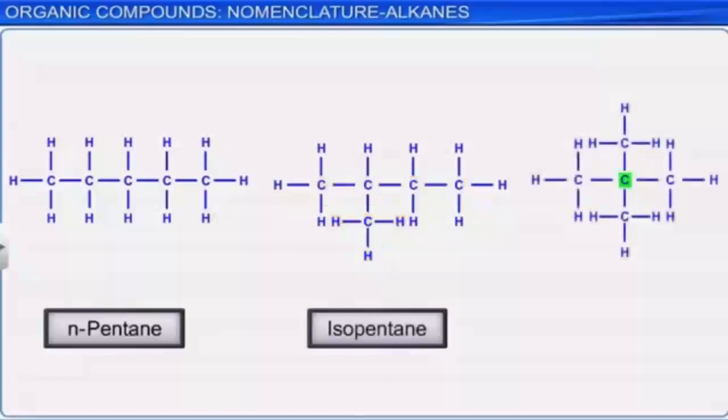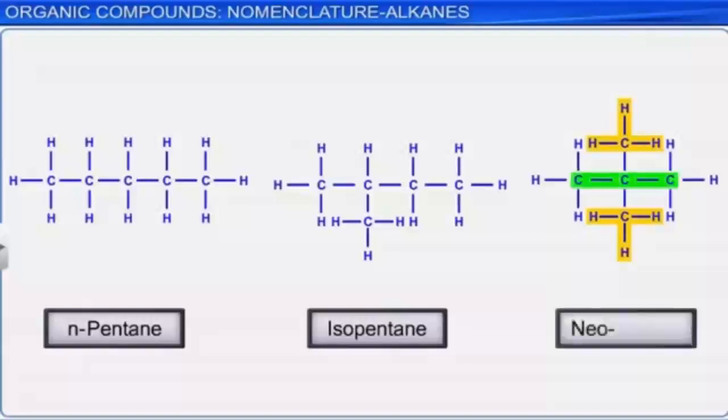If the carbon atom next to the terminal carbon has 2 methyl groups as branches and is attached to a continuous carbon chain, then the prefix neo is given to the name of the alkane. For example, for the structure shown here, which consists of 2 branched chains and is a 5-carbon system, the name given is neopentane.